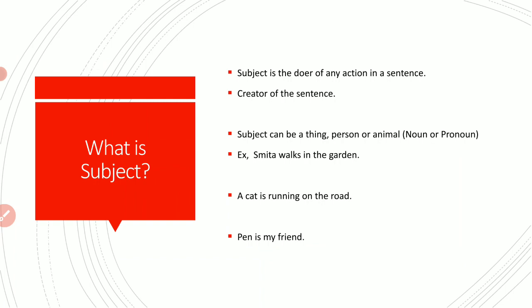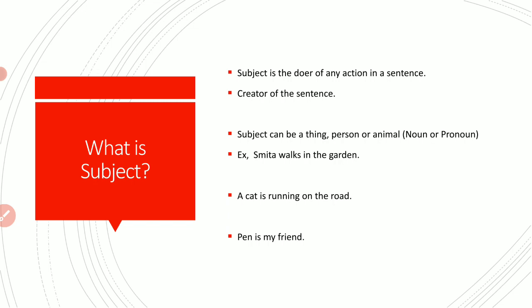Subject can be a thing, person, or animal. They are always known as noun or pronoun. We will talk about noun and pronoun in detail when we talk about the parts of speech, but right now you just remember that noun and pronoun, they are always playing the role of a subject in the sentence. Okay, so the subject can be a thing, person, or animal.